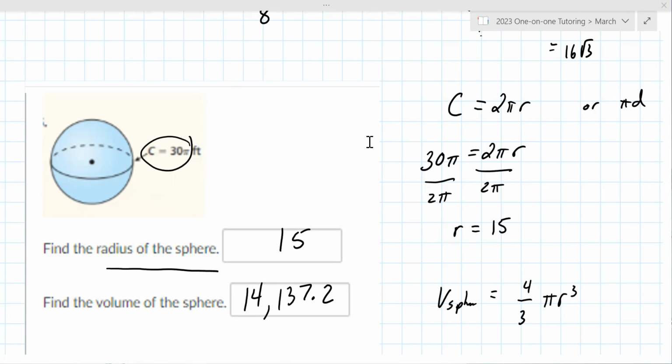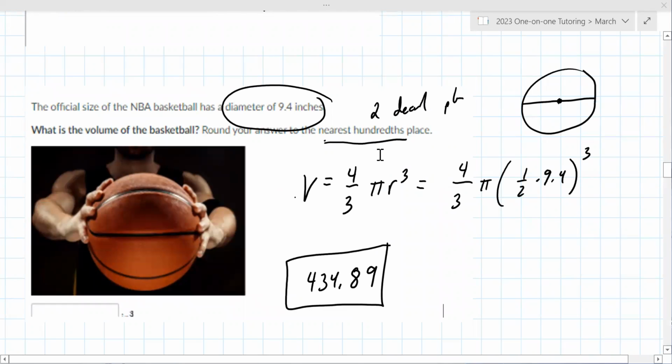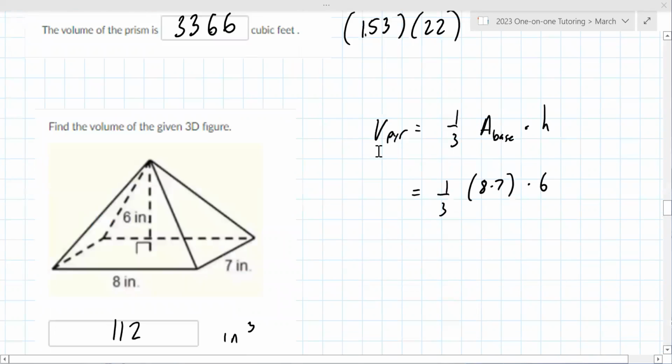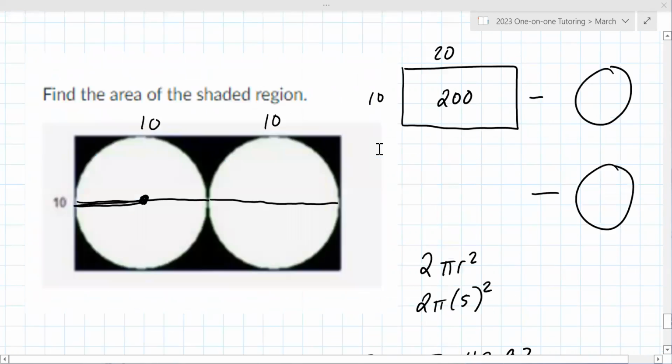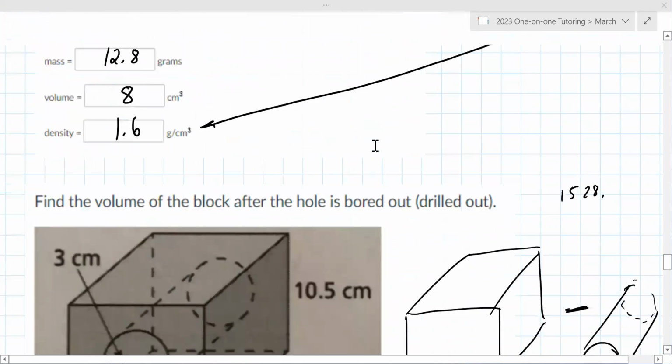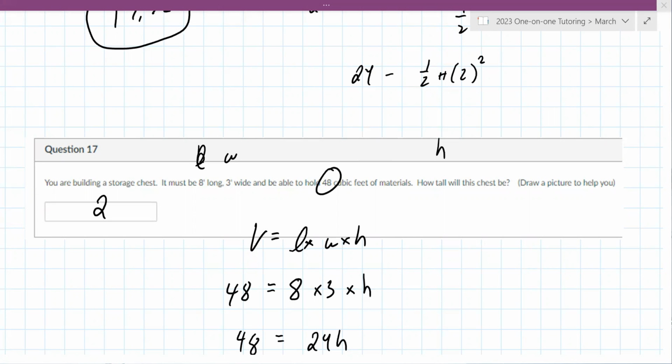What else do you got here? Okay. I got number 17 wrong. The one where we're building a storage chest. Okay, you're building a storage chest. It must be 8. Oh, I actually wrote 24 instead of 2. Ah, cannot believe that. Okay, and we also got... Okay, those were the only ones wrong.